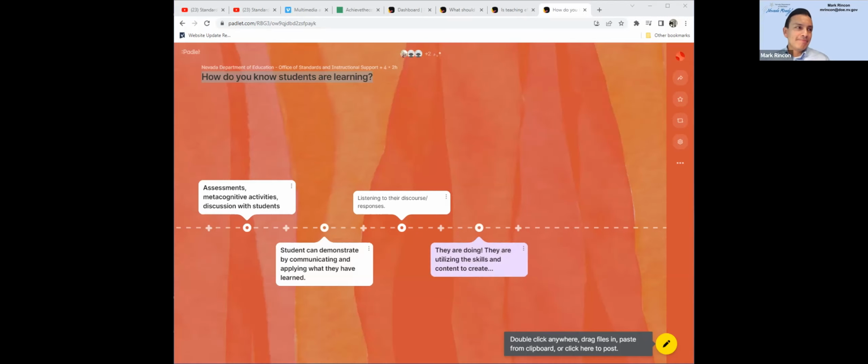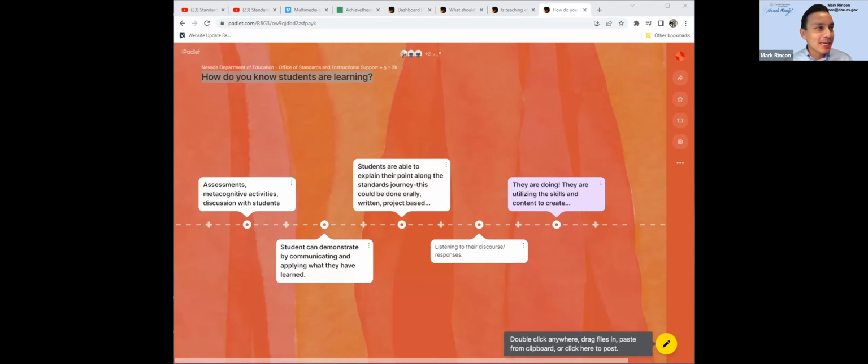As the Padlet is being populated right now, we have assessments, metacognitive activities, discussion with students, great one. Students can demonstrate by communicating and applying what they have learned. Nice. Students are able to explain their point along the standards journey. This could be done orally, written, or project-based. Listening to their discourse responses. That's a really great example.